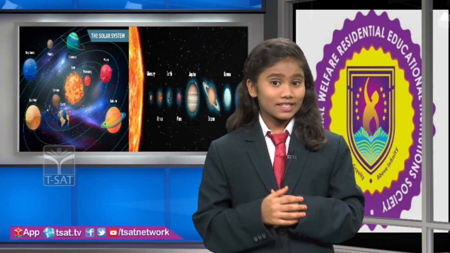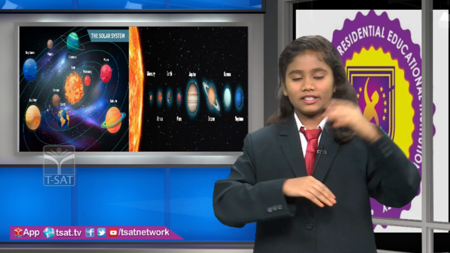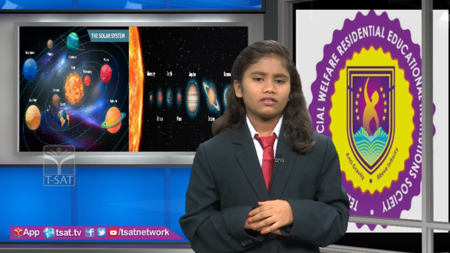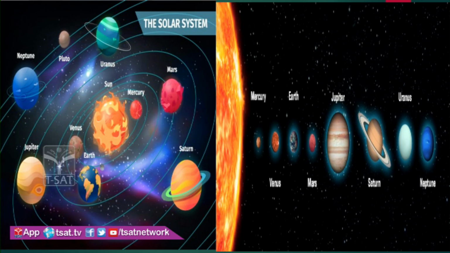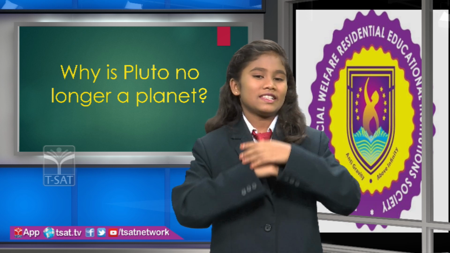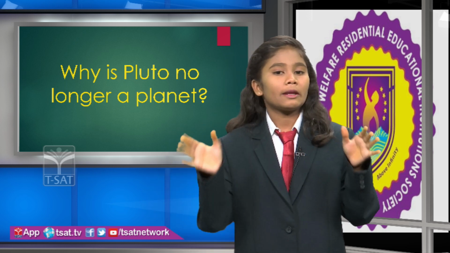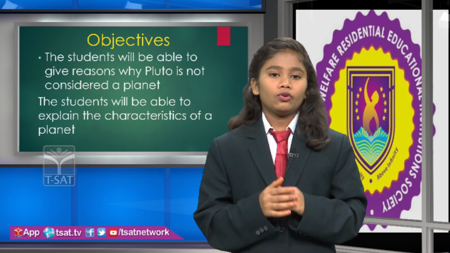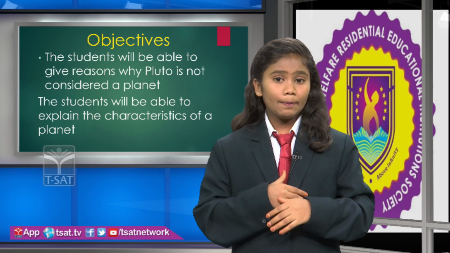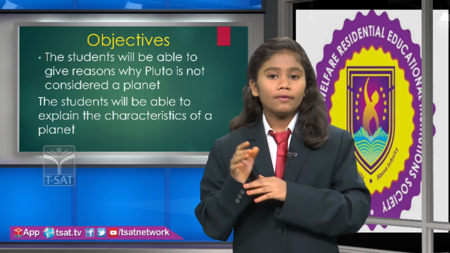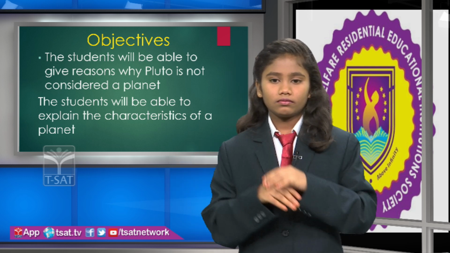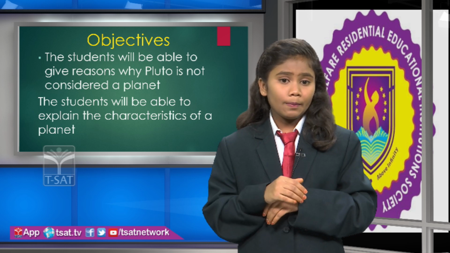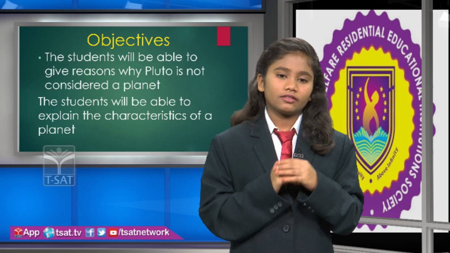Now look at 2 more images and find the difference between them. One image consists of 9 planets and another image consists of 8 planets. Then what was the name of the extra planet from the first image? Pluto. Today we are going to discuss why Pluto is no longer a planet. Who removed it and why was it removed from the planet list? Today's main objectives: the students will be able to give reasons why Pluto is not considered a planet, and the students will be able to explain the characteristics of a planet.